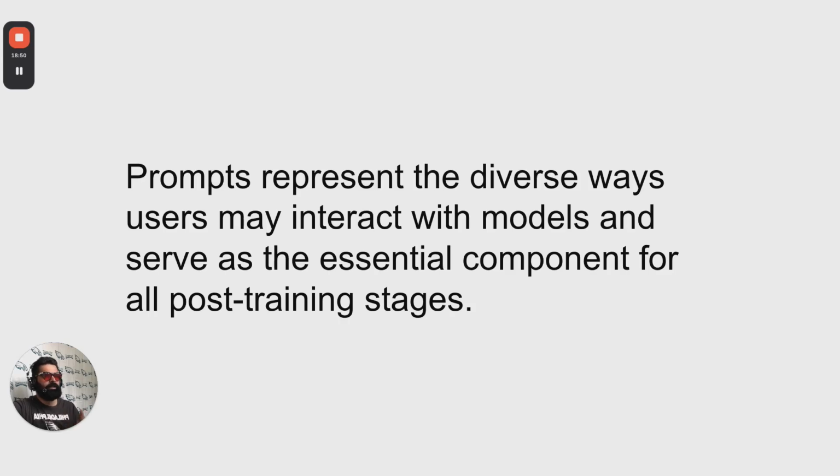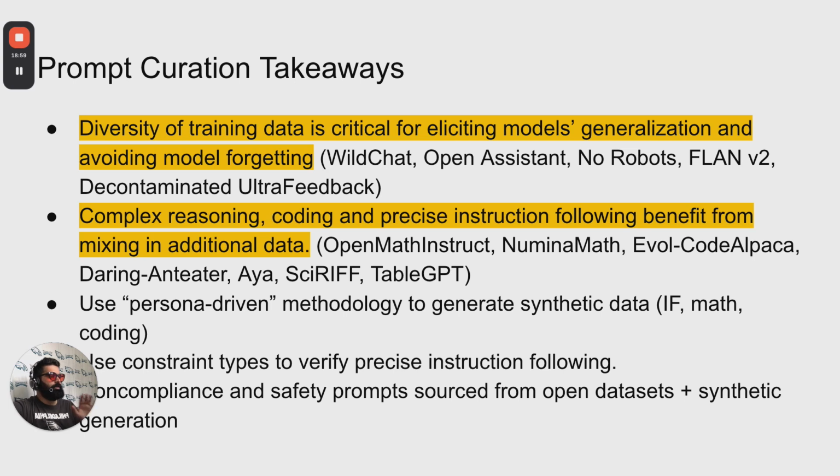Ultimately it comes at looking at your data and making sure that you are giving your model the best chance to perform well in a general setting. Here are the prompt curation takeaways. Diversity of training data is critical for eliciting models generalization and avoiding model forgetting. And these are the data sets that help diversify the training data. Complex reasoning, coding, and precise instruction following benefit from mixing in additional data that is specific to that skill, and these are the data sets.